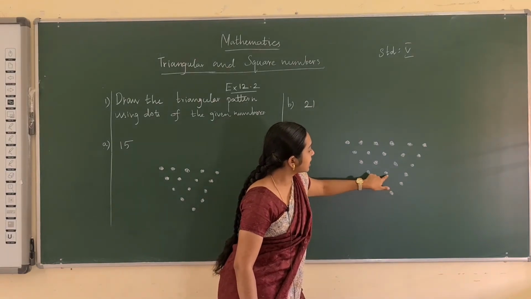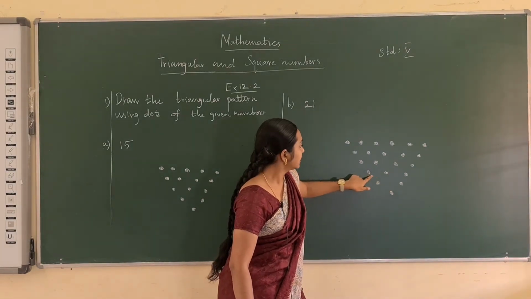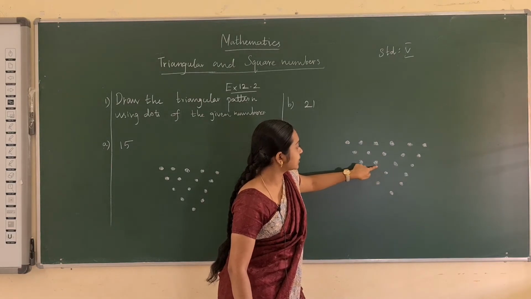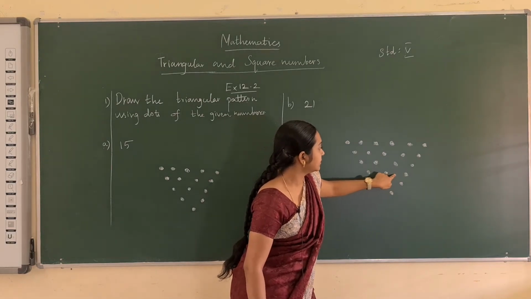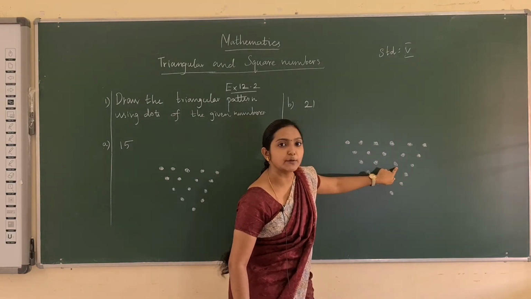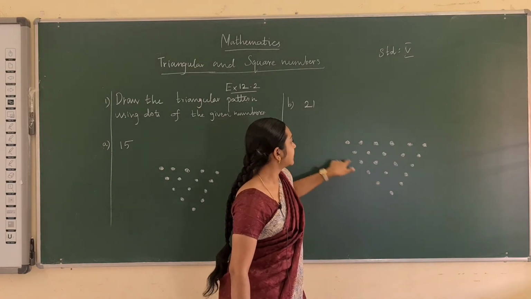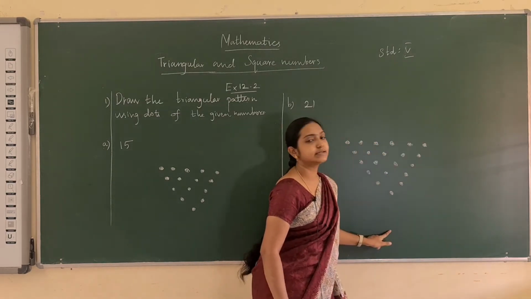Here in the center you have to keep the dot, and here also in between these two dots in the center you have to keep a dot, and in between these two dots in the center you have to keep a dot. So we will get a triangular pattern.